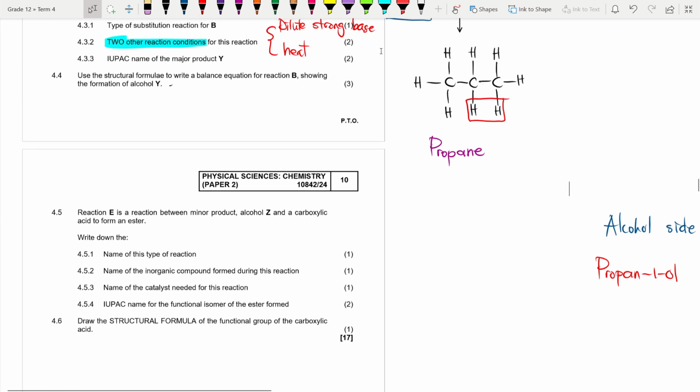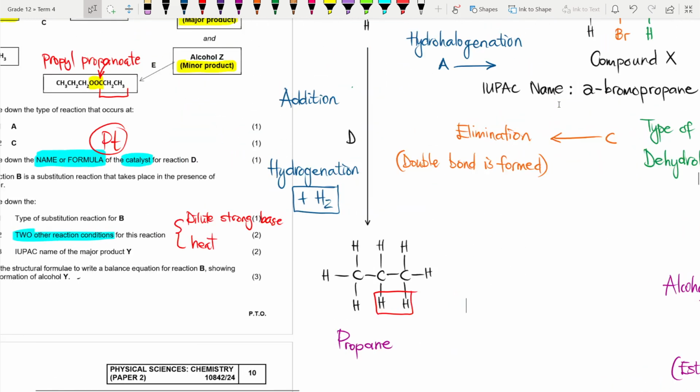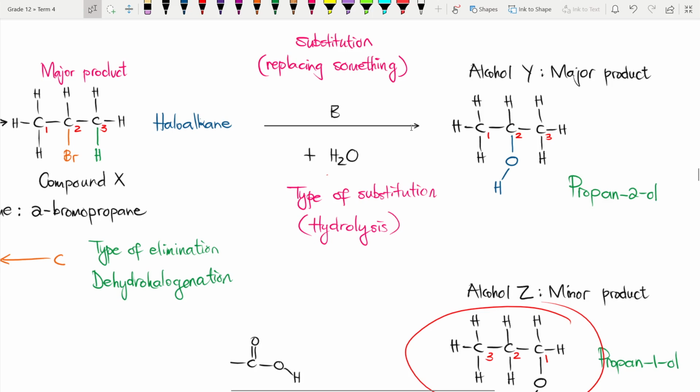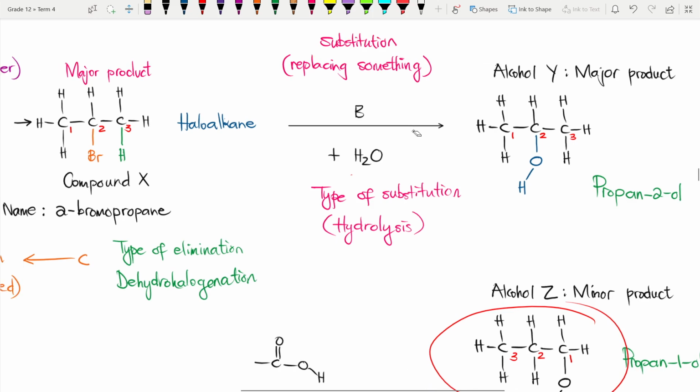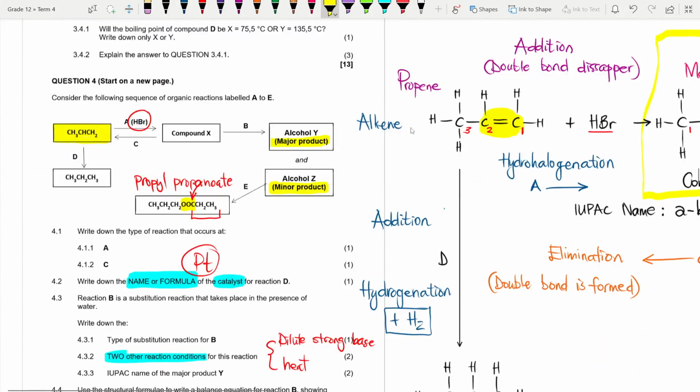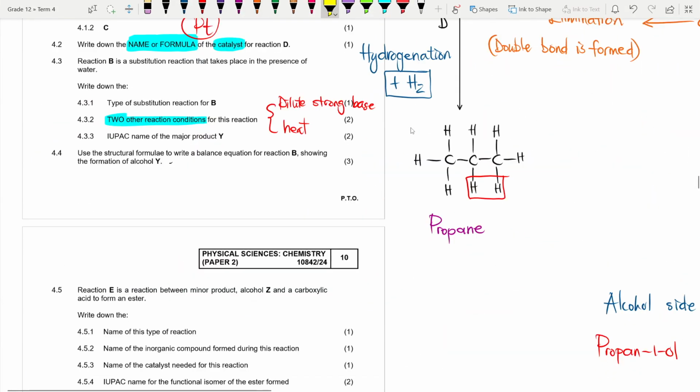4.4, use structural formula to write a balanced equation for reaction B, showing the formation of alcohol Y. How does alcohol Y form? This is through compound X and product Y. So they are basically asking you to show this whole process. You're going to draw these structures to show the formation of propan-2-ol from 2-bromopropane. Okay, so that also we have. You can see once you break down everything, you have everything in your hand.